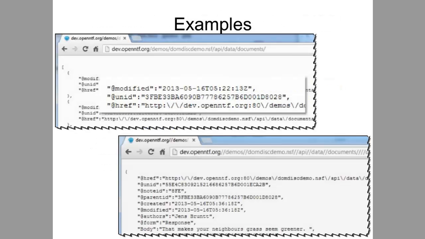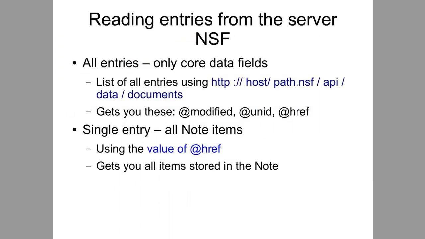I'll just show you a screen dump of that. It's this bit. You can see here's the URL, api/data/documents. It's not a view. This is the API. And for each note, I get just these three fields. Right.